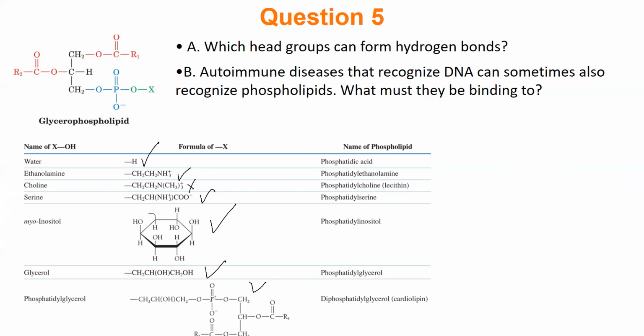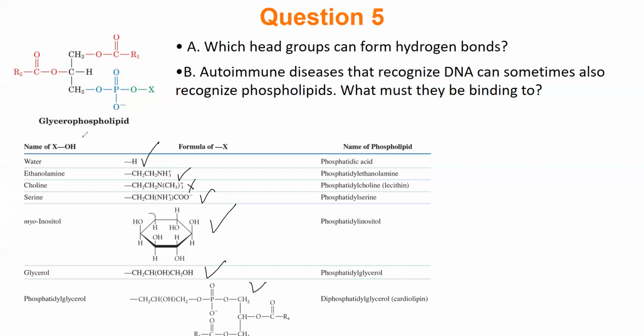So that's definitely the most interesting head group you can have there. And then B, autoimmune diseases recognize DNA, can also recognize phospholipids. Therefore, what must they be binding to?